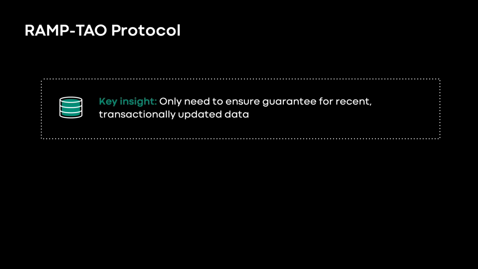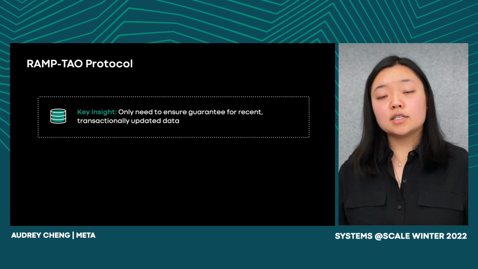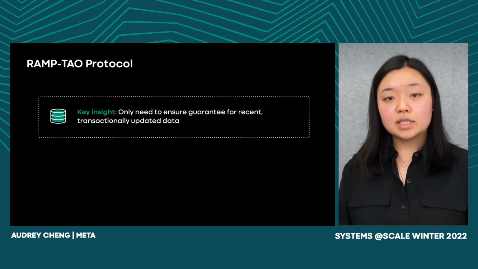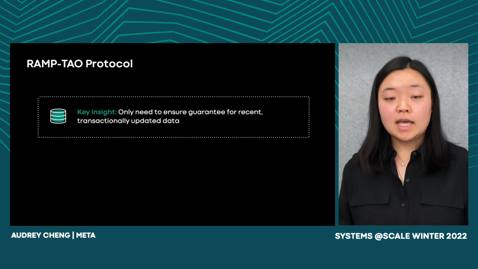And our key insight here is that we only need to ensure atomic visibility for recent transactionally updated data. This is because data that isn't written to transactionally, first of all, is atomically visible by default. Given that only 3% of TAO's current workload is involved in write transactions, most of the data can be returned immediately to the client. Also, under TAO's eventual consistency, once everything has been replicated and there are no new updates, then the data is also atomically visible.